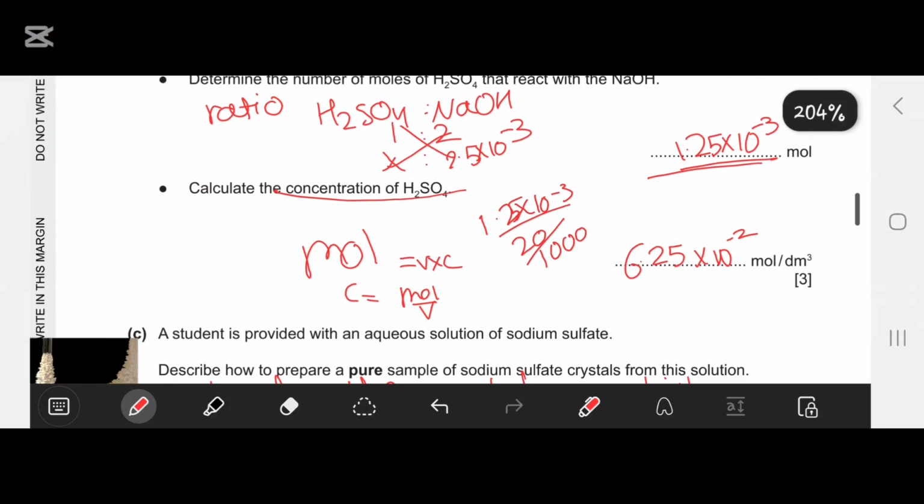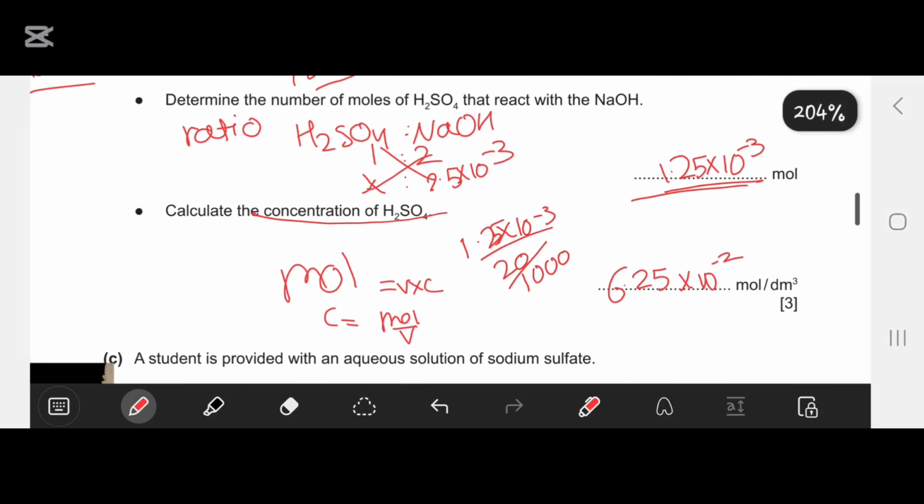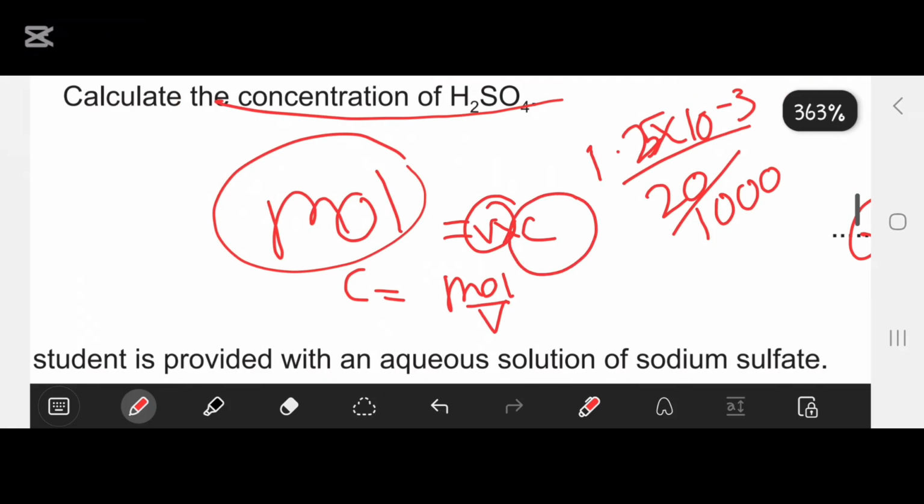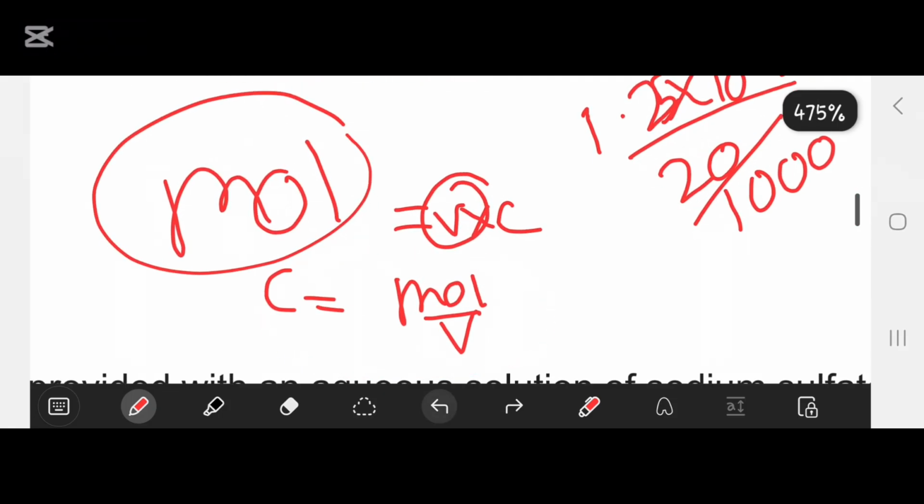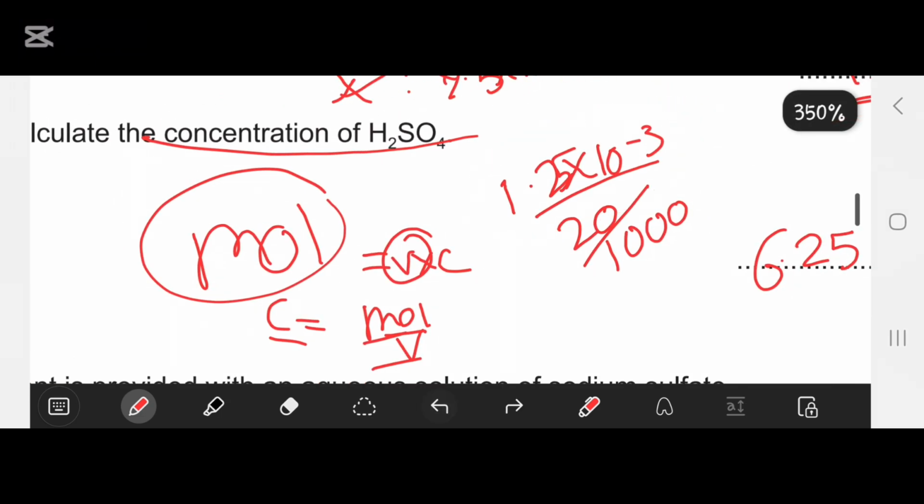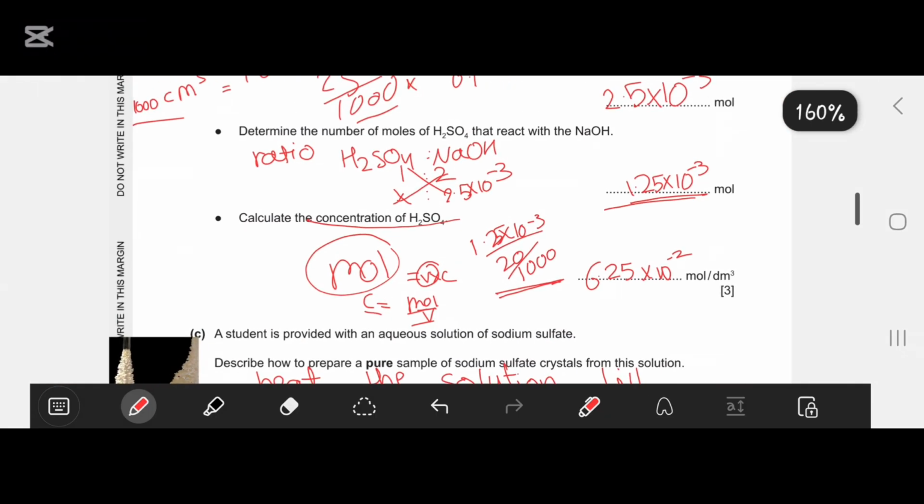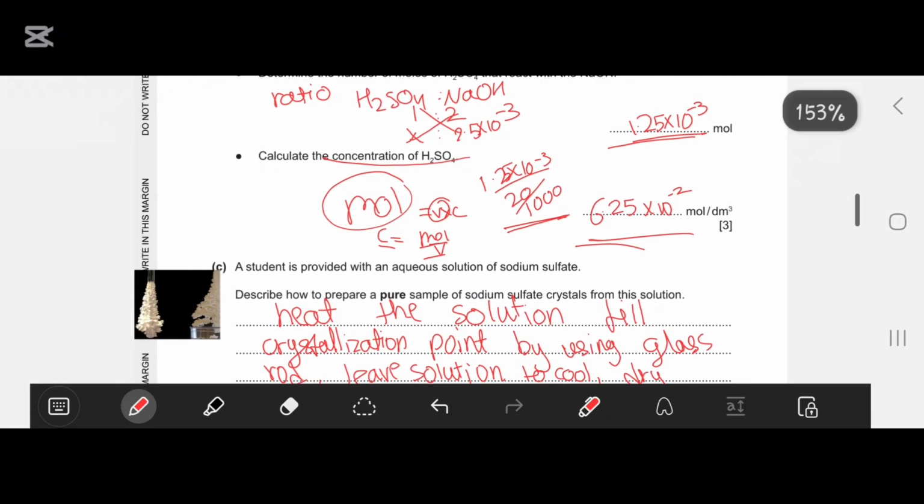Calculate the concentration of the sulfuric acid. It's easy. We have moles. We have volume. We do not have concentration, so we will rearrange the equation. Concentration is equal to moles over decimeters cubed, moles divided by the volume. He gives us the volume in centimeters cubed, so we will convert it to decimeters cubed. And this is the final answer.